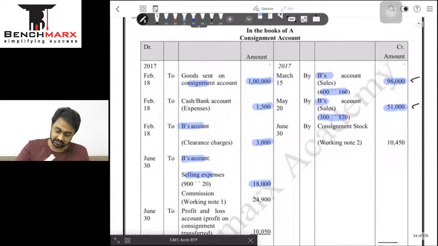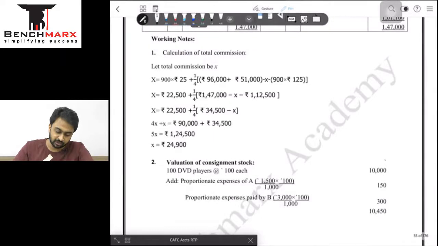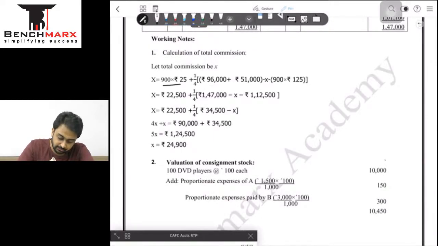This is what the ICAI must have done. I hope they have done in detail. Yes, they have done. So 900 into 25 is the basic commission, 1/4 into gross sale minus x, the amount of commission, minus 900 into 125.